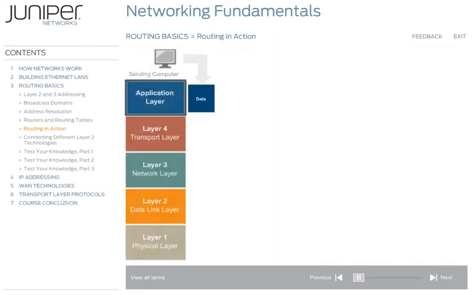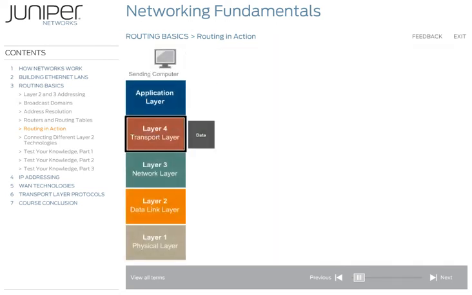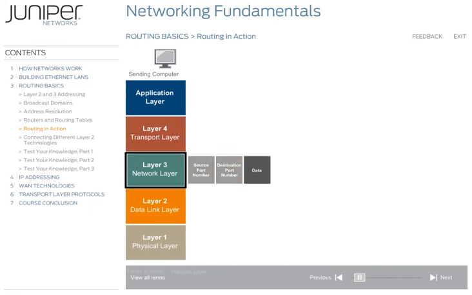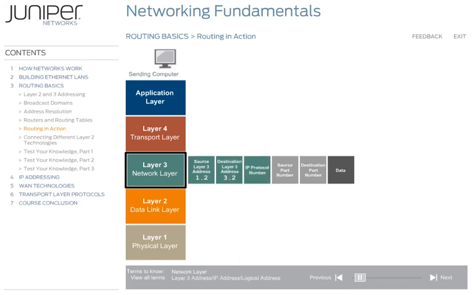First, the application layer sends the data down to the transport layer where a Layer 4 header is added. Next, the transport layer sends the data down to the network layer, which adds a Layer 3 header. This Layer 3 header includes the source and destination Layer 3 addresses. Remember that in this section, we're using a simplified format, network.host, rather than a full IP address.